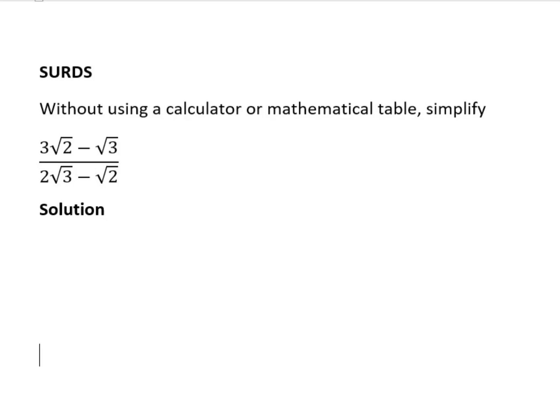Without using a calculator or mathematical table, you're supposed to simplify what we have here. Now, we shall start by rationalizing the denominator, and that is achieved by multiplying both the numerator and the denominator by the conjugate surd of the denominator.